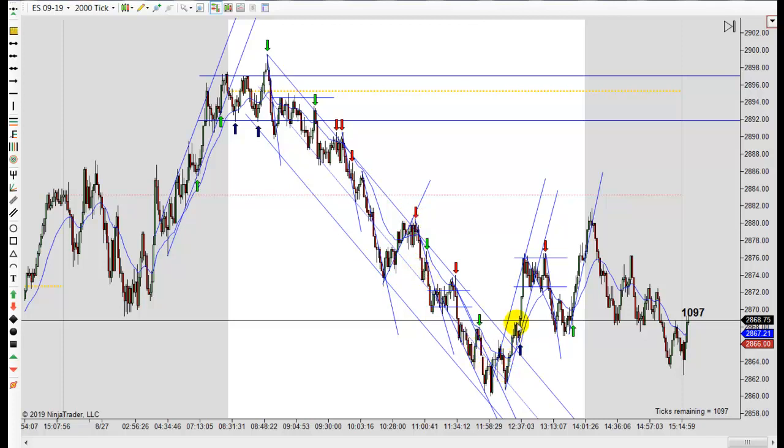We finally had a break here just after lunchtime, had a two-legged correction, and then started back down in an attempt to probably make a new low here when we ran out of time. So we started out with a pretty strong move up here, but it didn't hold. As soon as the opening came, it wasn't long that we had the close outside, a new high, and we were off to the races to the downside.